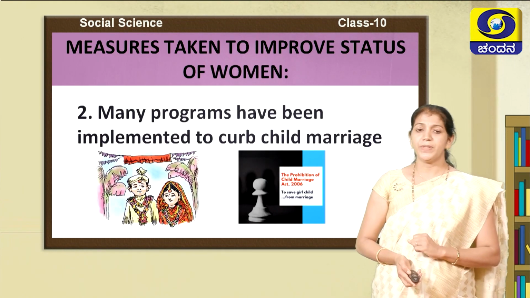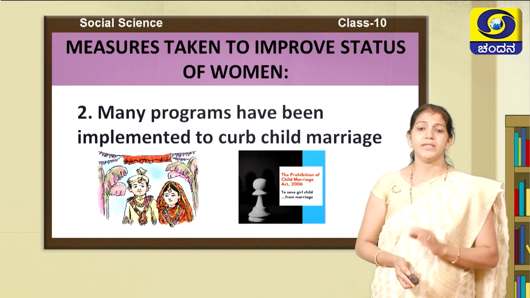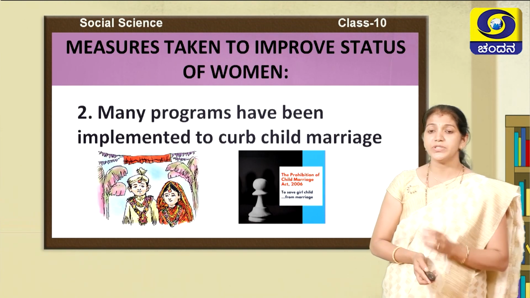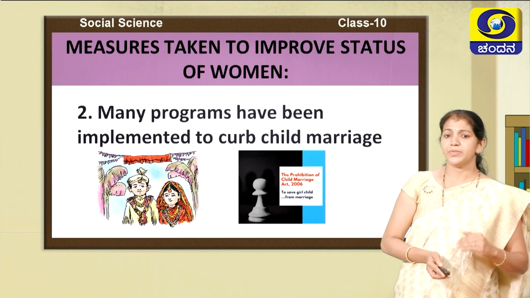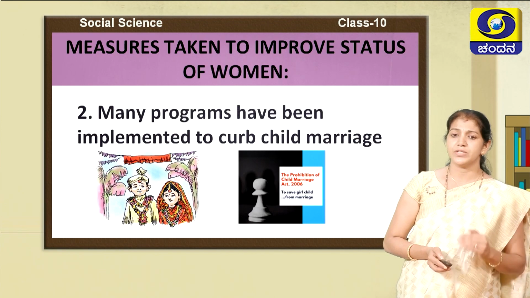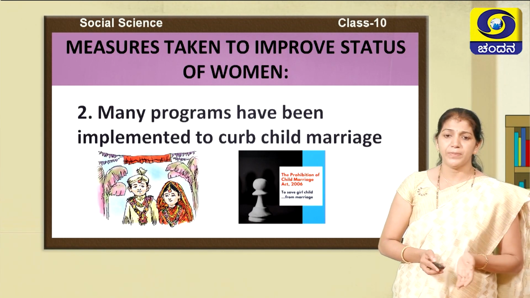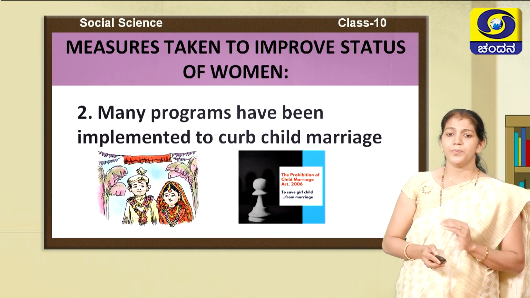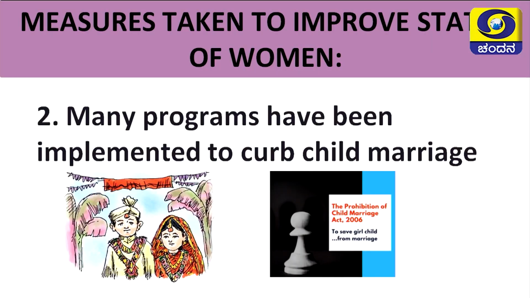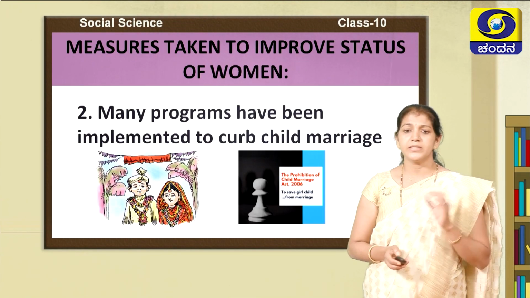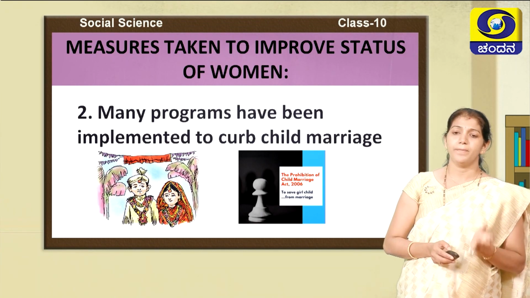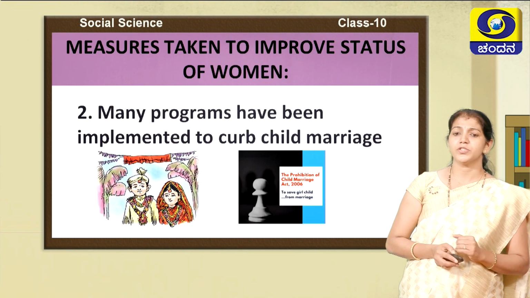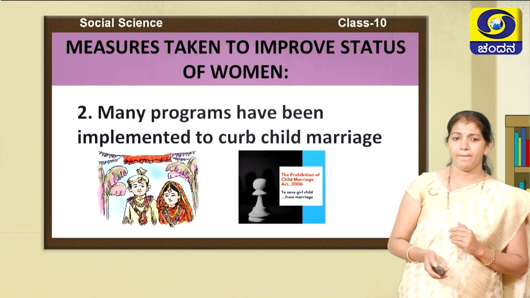The government also implemented many programs to curb child marriage. Child marriage is one of the social evils in society, and the government is working to avoid this type of social evil. An act was implemented against child marriage. The Prohibition of Child Marriage Act was implemented by the government in 2006. According to the 2006 Act, child marriage is prohibited. It protects the girl child from marriage and avoids the exploitation of the girl child in society.